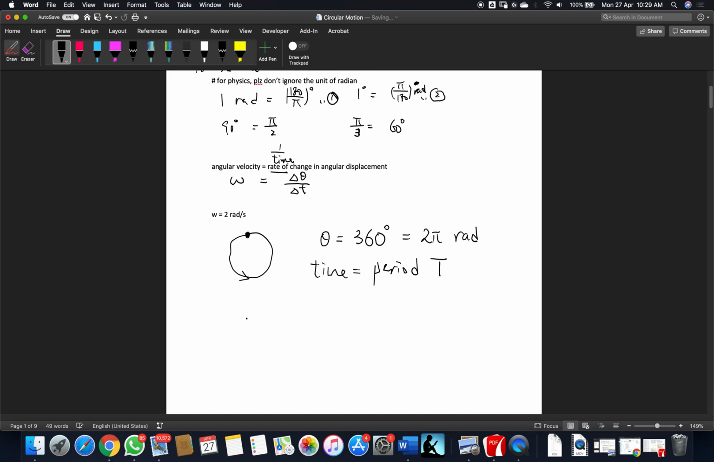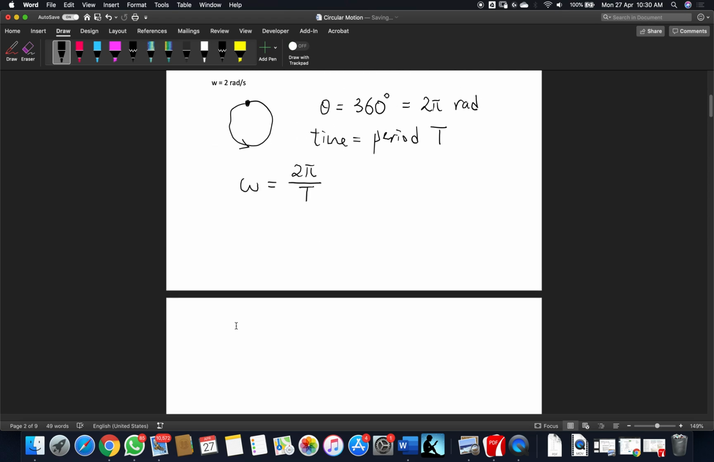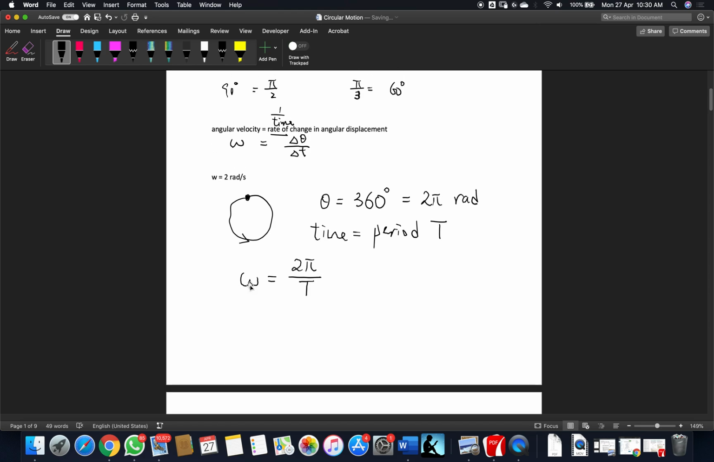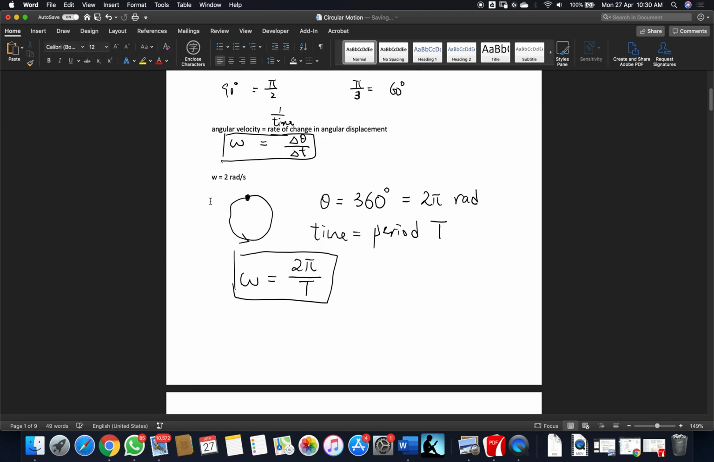So we can have a formula here. That is omega equal to 2 pi over period. So if I give you the period of the motion, you can find the angular velocity by using this formula. So right now you have learned about 2 formulas here, this one and also this one.